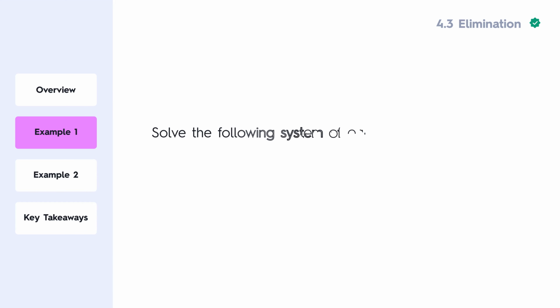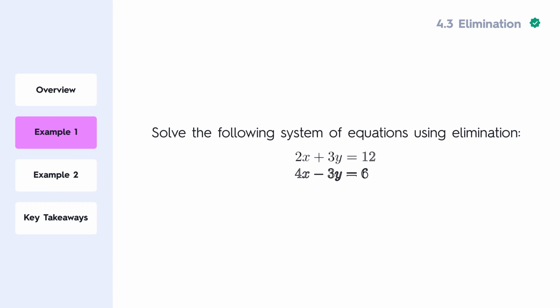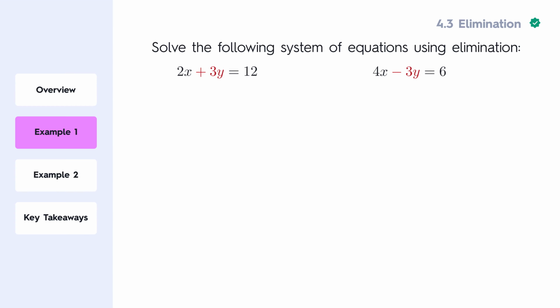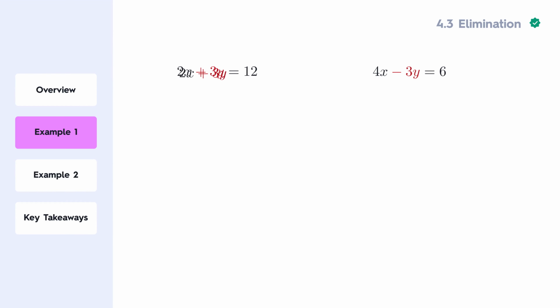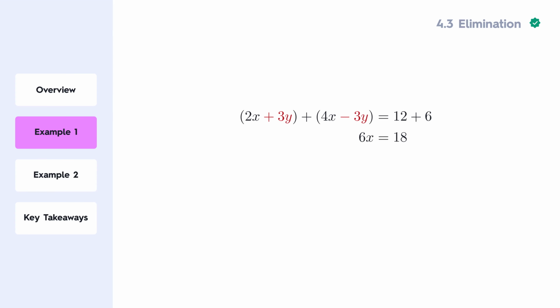Solve the following system of equations using elimination. Since the coefficients of y are opposites, we can add the two equations directly to eliminate y. Let's add them now. Now, we can solve for x by dividing both sides of the equation by 6. Next, we substitute x equals 3 back into one of the original equations to solve for y.